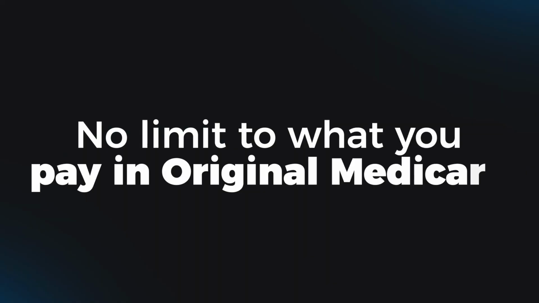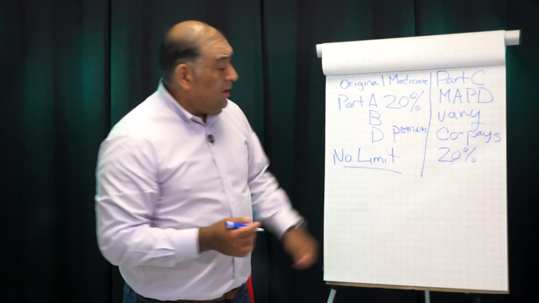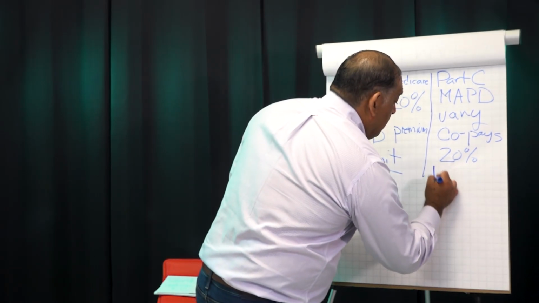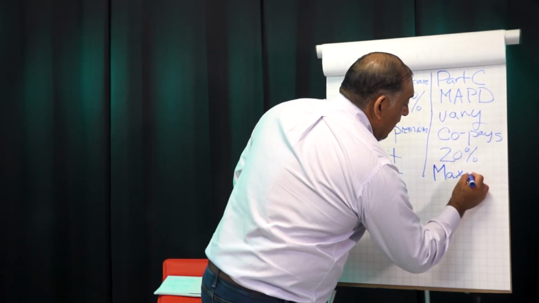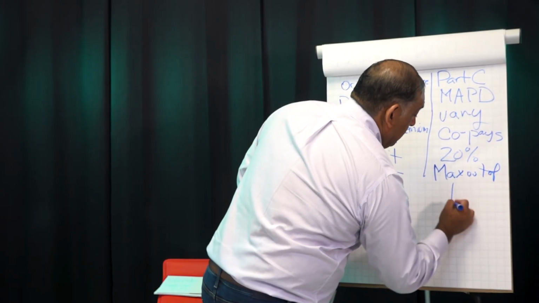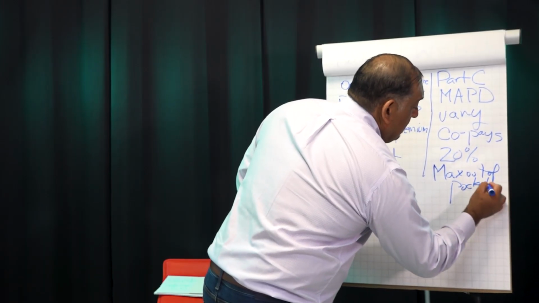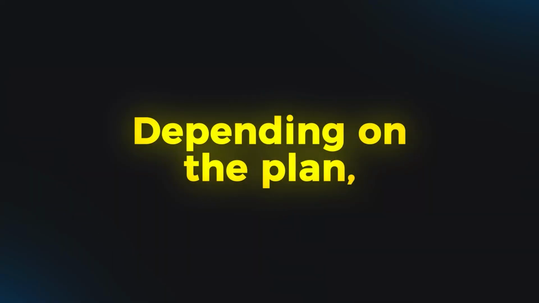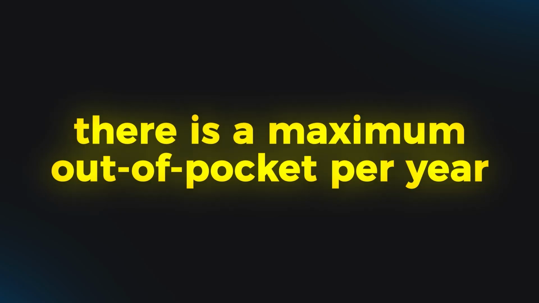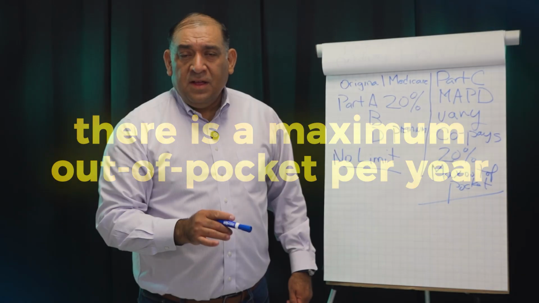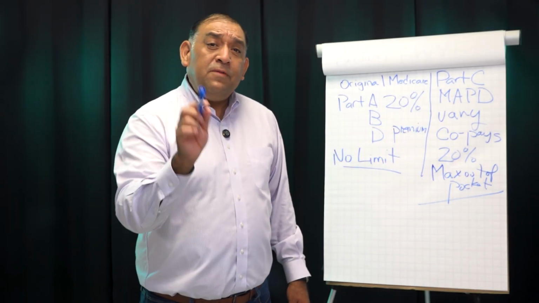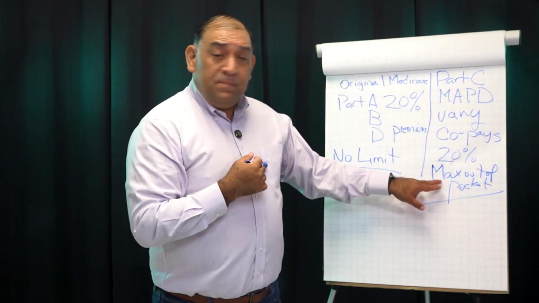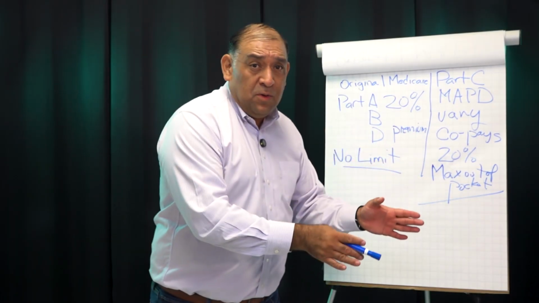There's no limit on what you pay under original Medicare. Under Part C of Medicare, they have this thing called a max out of pocket. This is basically a limit for you. Depending on the plan you decide to join, it will tell you the maximum out of pocket for this year is $5,000. And if you have a heart attack, you're only responsible up to that limit. So it just depends on the plan you join.